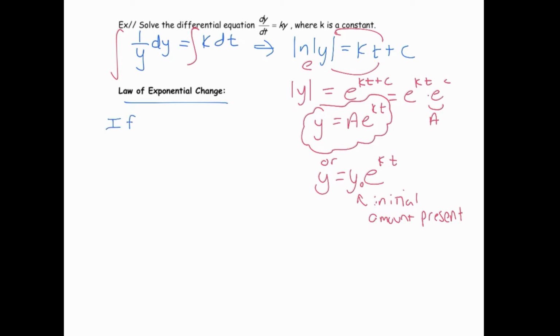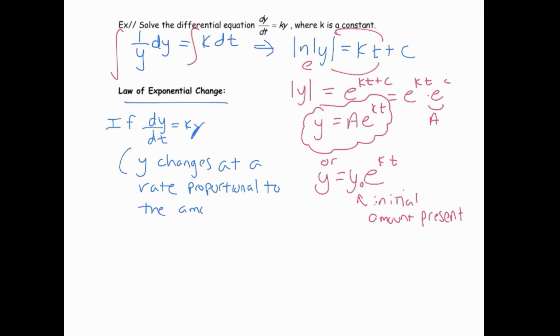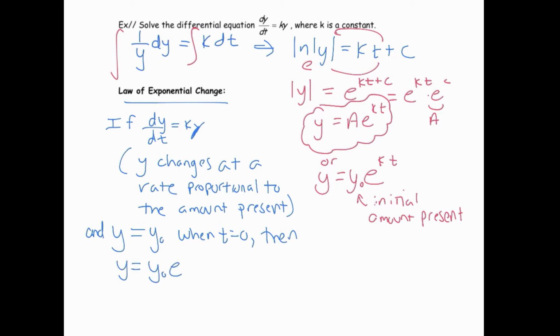So what that says is that if dy/dt is equal to k times y, and again in words, this just means that y changes at a rate proportional to the amount present, then, let's say y equals, I guess we'll use the subscript version, if y equals y naught when t equals 0, then y equals y sub 0 e to the kt is the solution.